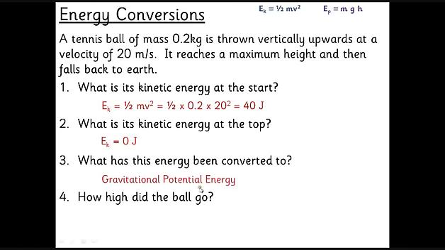Okay, so we've now got gravitational potential energy instead. This lets us work out how high the ball's gone, because we know that potential energy is mgh, and we know crucially that that's got to be 40 joules when it gets to the top. That's 0.2 times gravity on Earth, which is 10, times the height. If you work that out, 0.2 times 10 is 2, so we get 40 equals 2h. It will go 20 meters in the air.